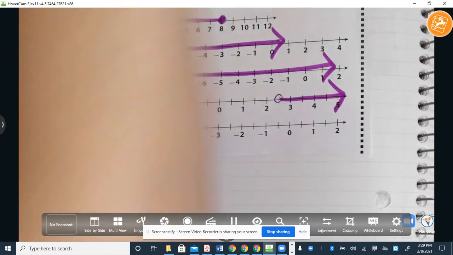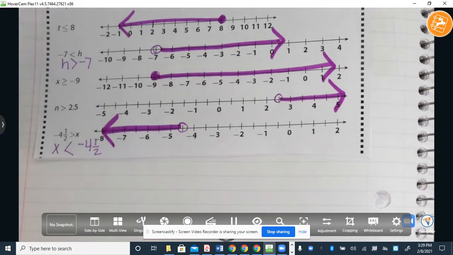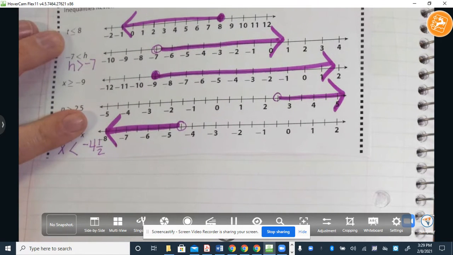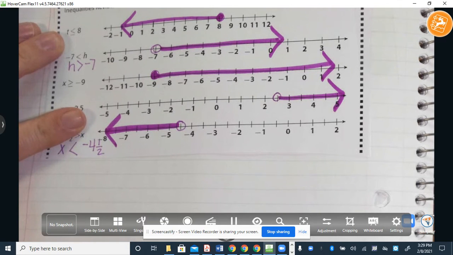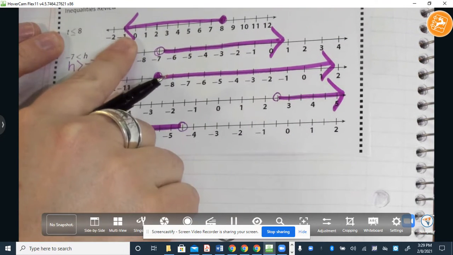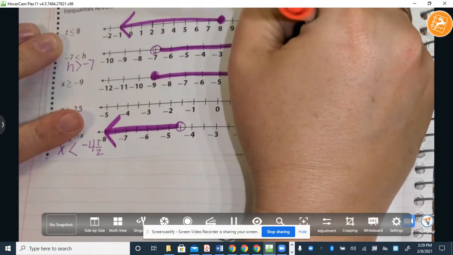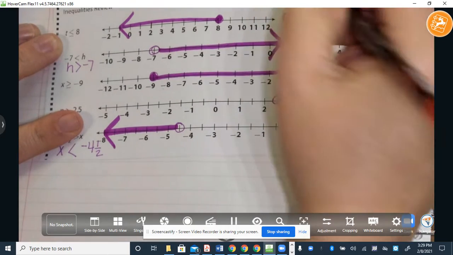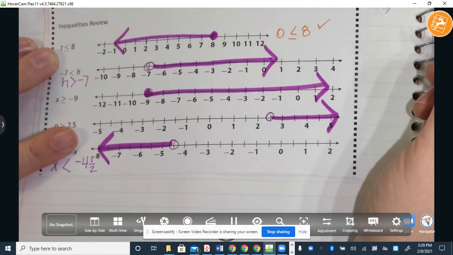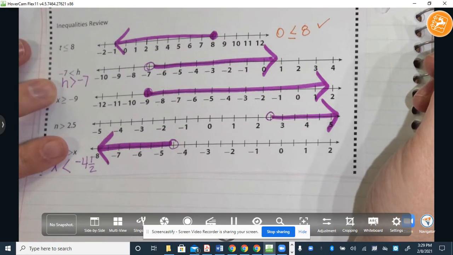All right, and guys, a way that you can check this to see if you've got it right, if you're going in the same direction, is substitute a number that the arrow is going through for your variable. So let's say here, and I always like 0 because 0 is a simple number that anybody can work with. So it goes through 0. So is 0 less than or equal to 8? Well, yes, it is. So check, yes, it's going in the right direction.